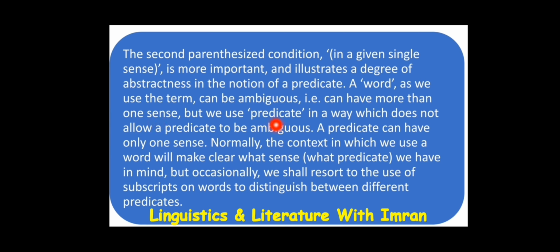But we use predicate in a way which does not allow a predicate to be ambiguous, because if a word gives more than one sense, then it becomes ambiguous. We cannot use it then as a predicator. So a predicate can have only one sense. Normally, the context in which we use a word will make clear what sense, what predicate we have in mind. But occasionally, we shall resort to the use of subscripts on words to distinguish between different predicates, right? So we should use a word as a predicate when it gives a single sense.